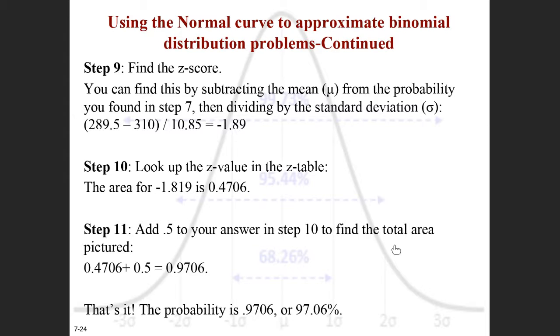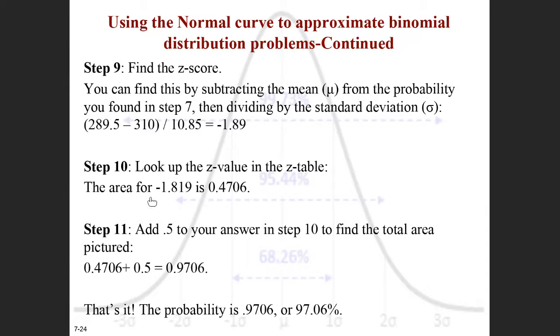What's the area of the total curve? What do all probabilities add up to? Not because of the 500. What do all probabilities add up to? 1 or 100%. Okay.